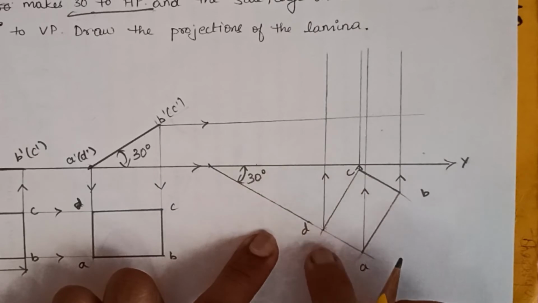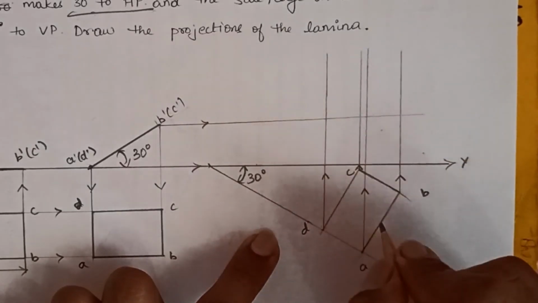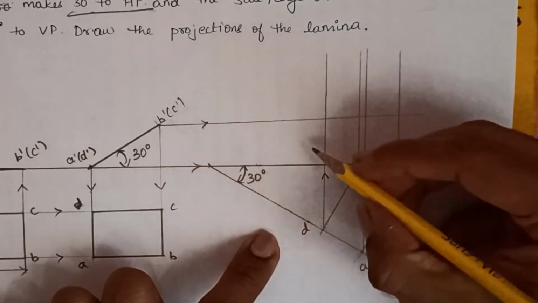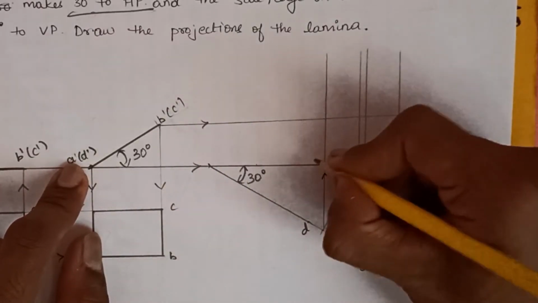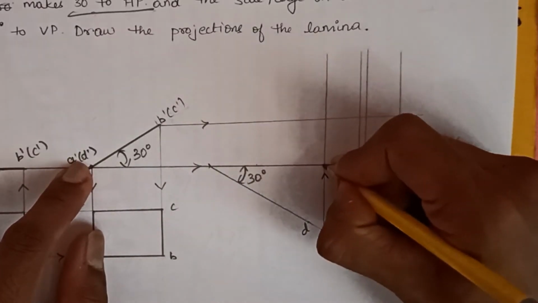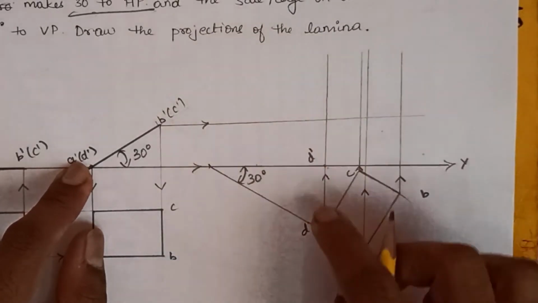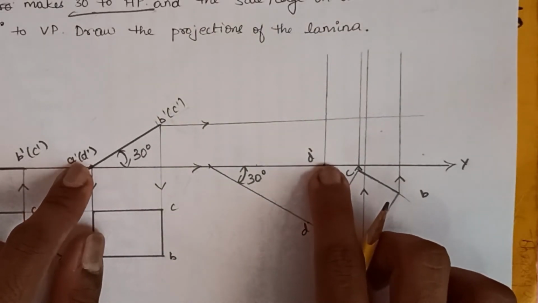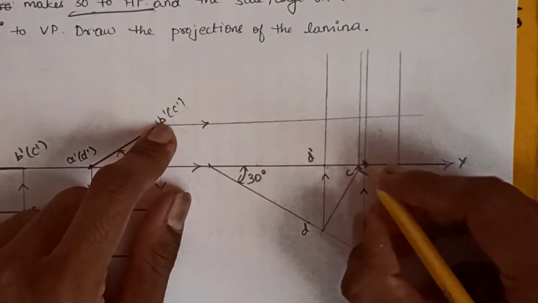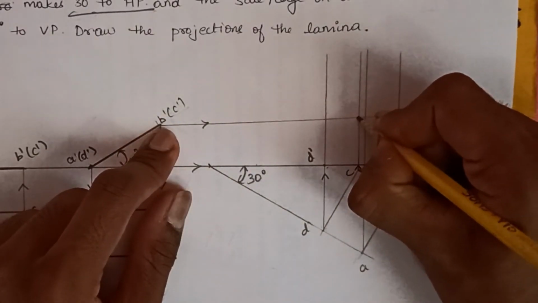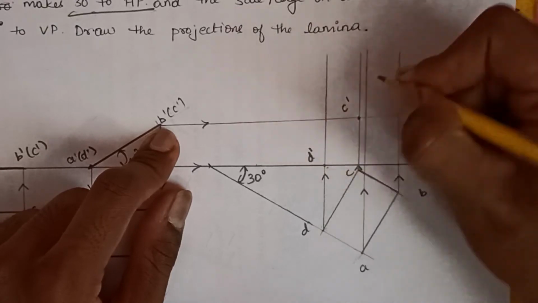Now you can see that D is going and intersecting the XY line over in this place, and D' is also intersecting the XY line over here. So this point will be D', as both the D's are intersecting at the same point. After that, let's see where C is intersecting. Now C and C' are meeting at this point. So this point will be labeled as C'.